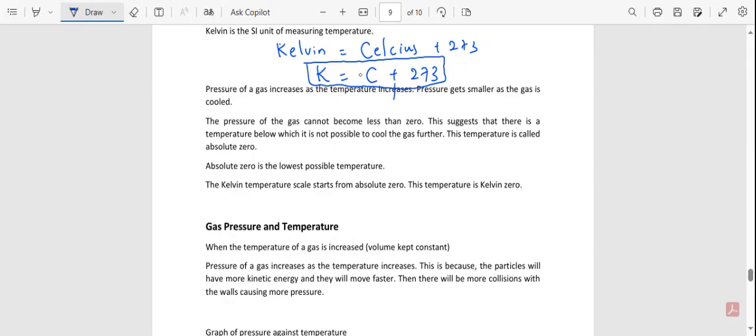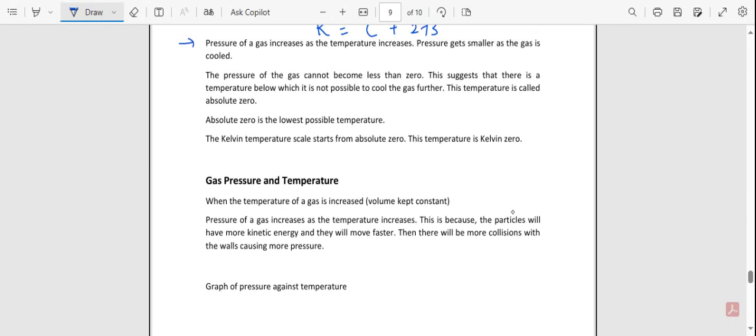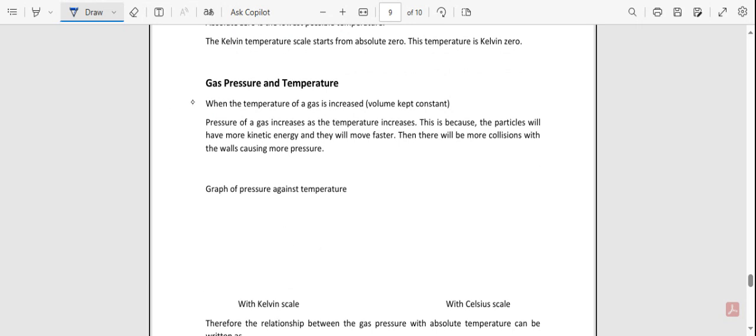Okay, I'll just see this one. Yeah, here. This paragraph says the pressure of the gas increases as the temperature increases. Pressure gets smaller as the gas is cooled. So that one is mentioned, right? So first we'll go through this part, and then we go back to that part.